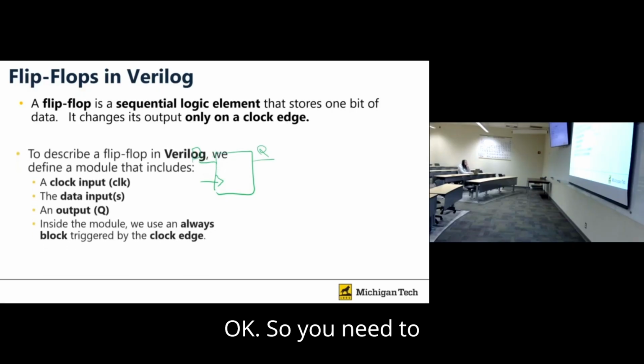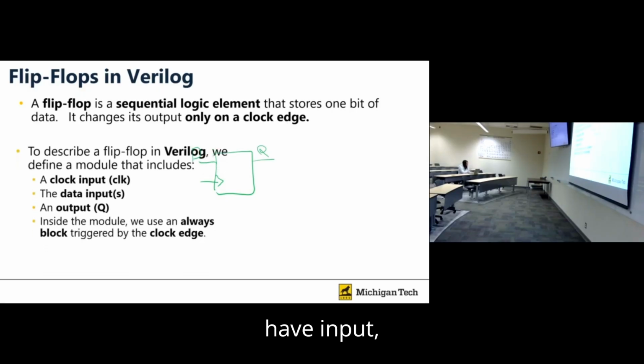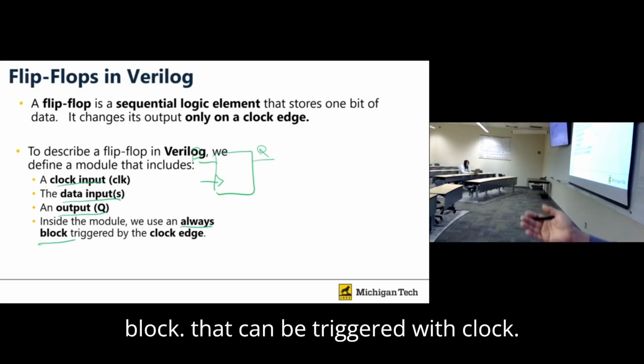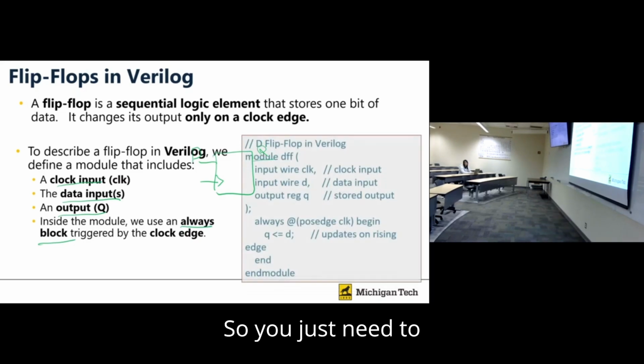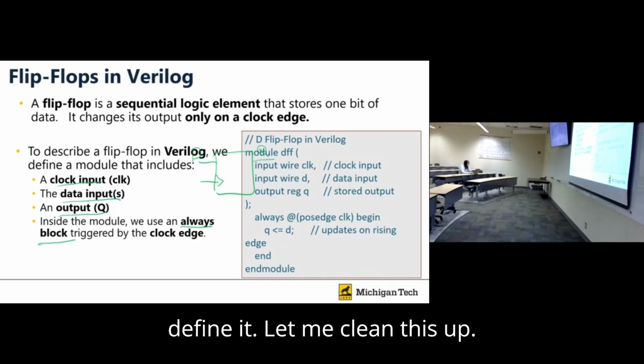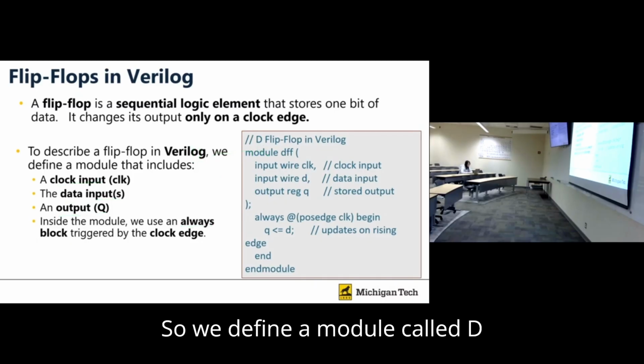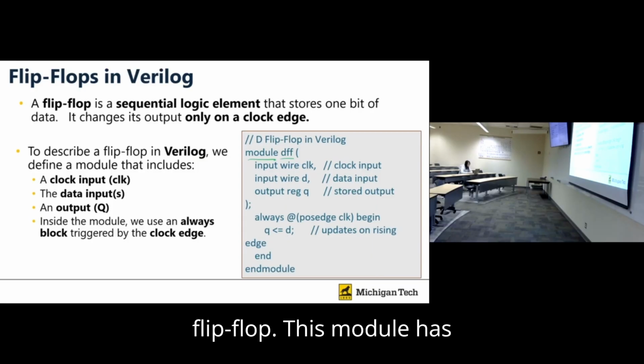So you need to have an input clock, a data input, and an output. And you also have an always block that can be triggered with the clock. So you just need to define it. Let me clean this up. We define a module called D flip-flop. This module has two wire inputs, clock and D, and the output Q. And in always, we consider the clock as an edge trigger.